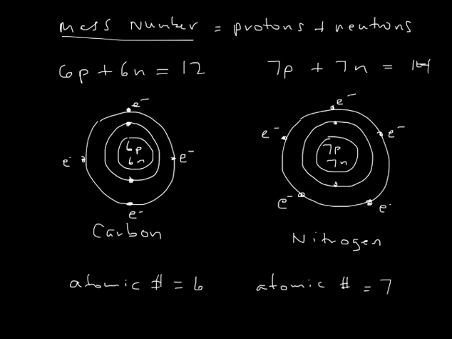Atoms with the same number of electrons as protons are neutral. In the case of these two atoms, carbon with 6 protons and 6 electrons is neutral, and nitrogen with 7 protons and 7 electrons is neutral.